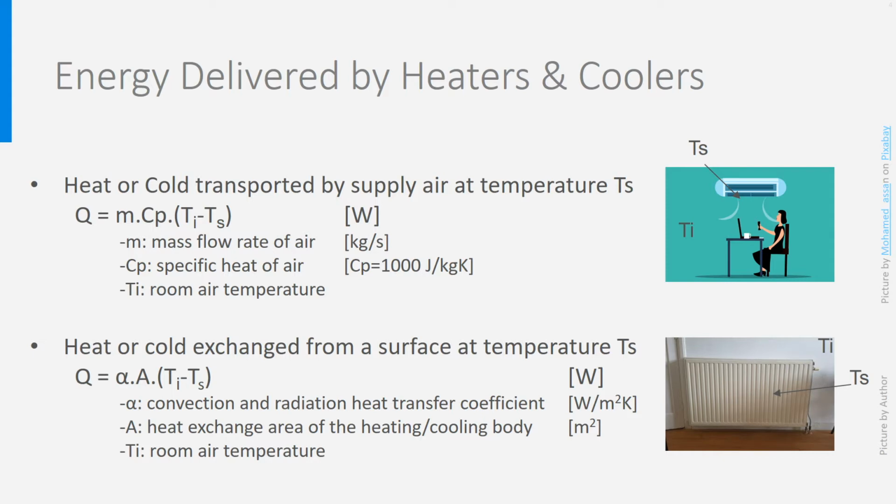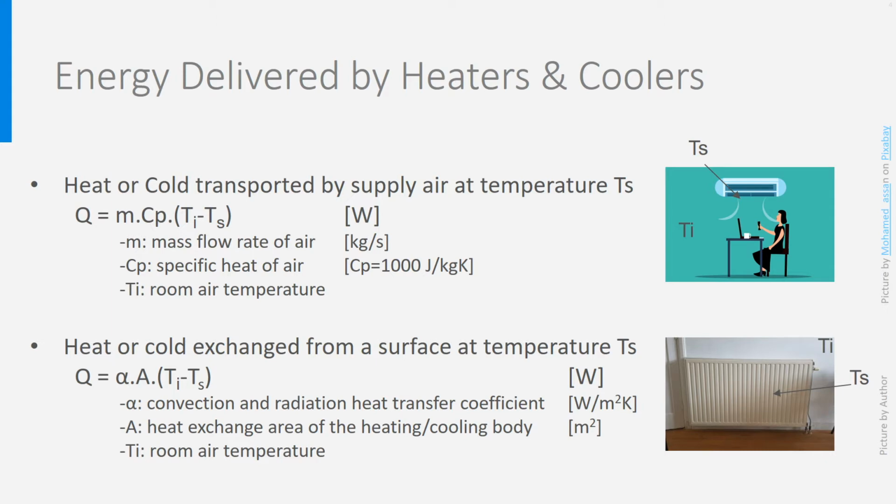To understand how this quantity of energy is supplied to the room, you need to understand two basic heat transfer equations between a body or air at a certain temperature Ts and the indoor air Ti. The above equation is for when the heat or cold are transported by air, like with mechanical ventilation systems, or so-called air conditioning. M is the airflow rate in kilogram per second, and Cp is the specific heat of air, which is the quantity of energy that 1 kilogram of air can take when its temperature changes by 1 degree.